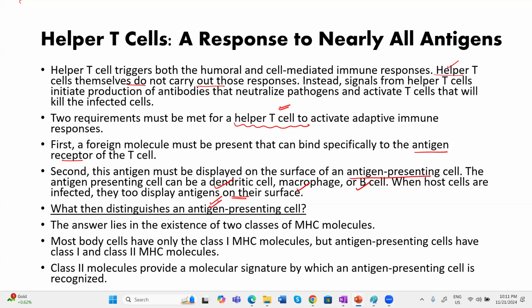Now antigen presenting cells are special. Why? Because they have two types of MHC. Antigen presenting cells will have MHC1 as well as MHC2. The remaining nucleated cells will have only MHC1.